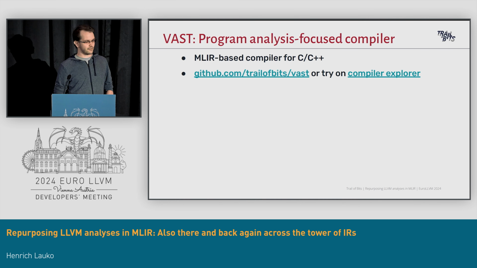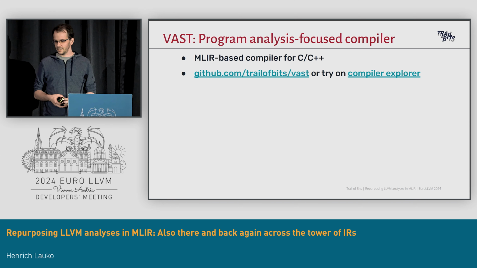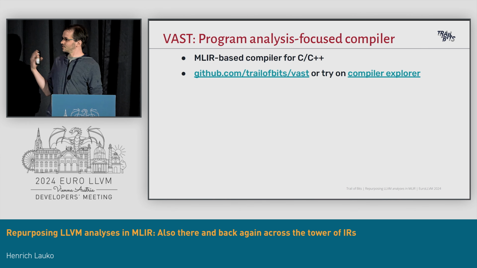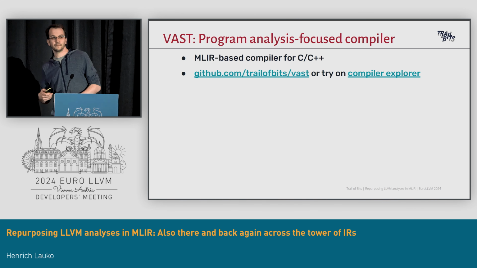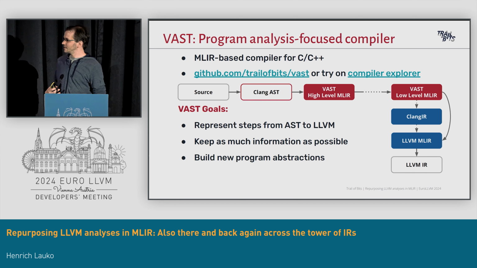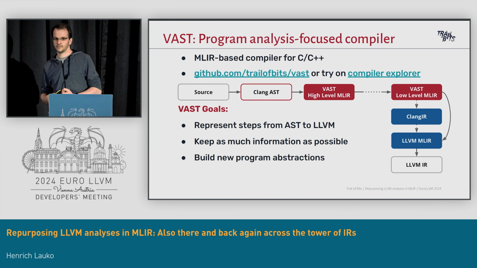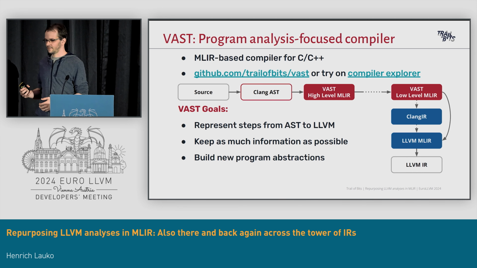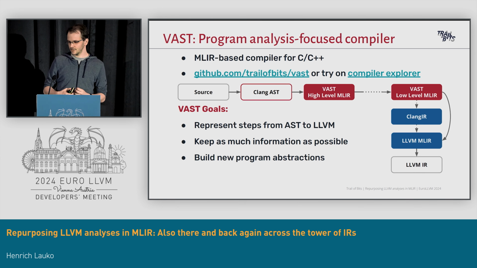To give you a bit of background, at Trail of Bits we are developing an MLIR-based front-end for C and C++. It is publicly available on GitHub, or you can also try it on Compiler Explorer. The main motivation behind this new front-end was that we do a lot of analysis for which it is often useful to have a more high-level view of your source code.